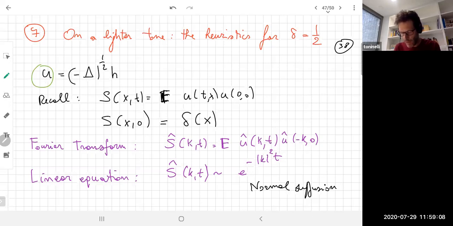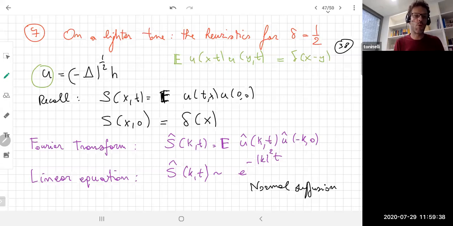So H is the solution of the equation. And U is just the solution of the equation where you apply minus the Laplacian to the power 1/2. Okay. And it has the advantage that at stationarity, the expectation of U_x(t) U_y(t) is delta. This thing is delta correlated. While H itself is a GFF, which is already a more complicated object, with logarithmic correlation and so on, U itself is just white noise, so it's delta correlated.